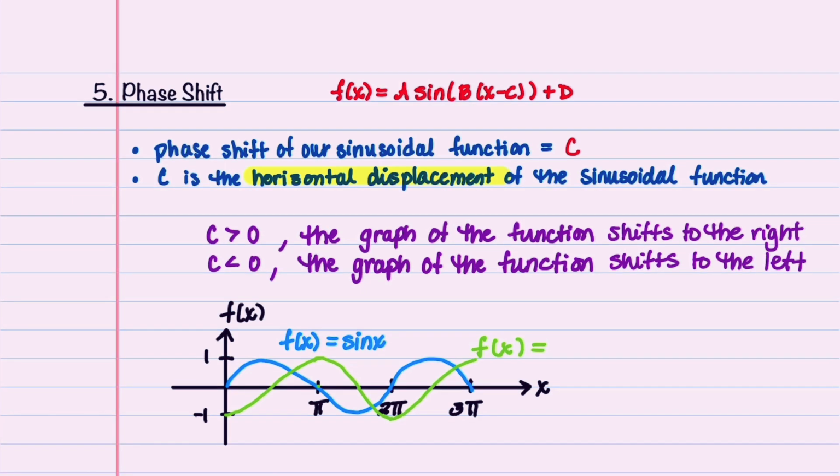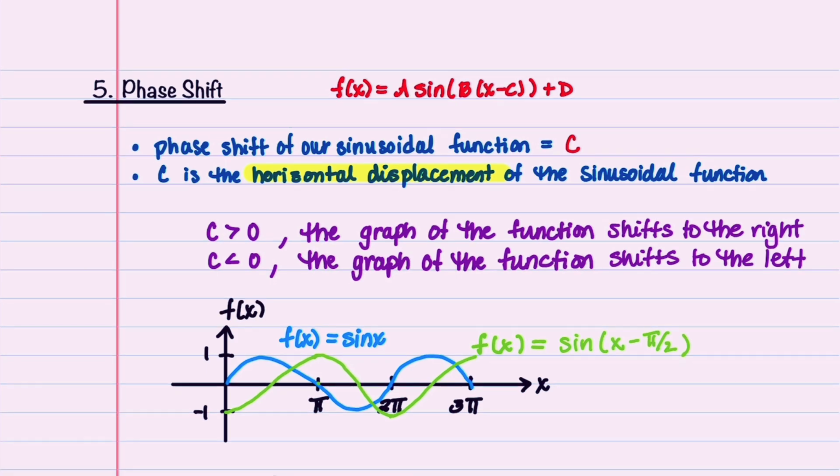Our green sinusoidal function pictured here is the same as our blue sinusoidal function, but shifted to the right by pi over 2 units. We can write this as f of x equals sine of x minus pi over 2. You can see that c is equal to pi over 2 and is positive, so the graph is shifting to the right.